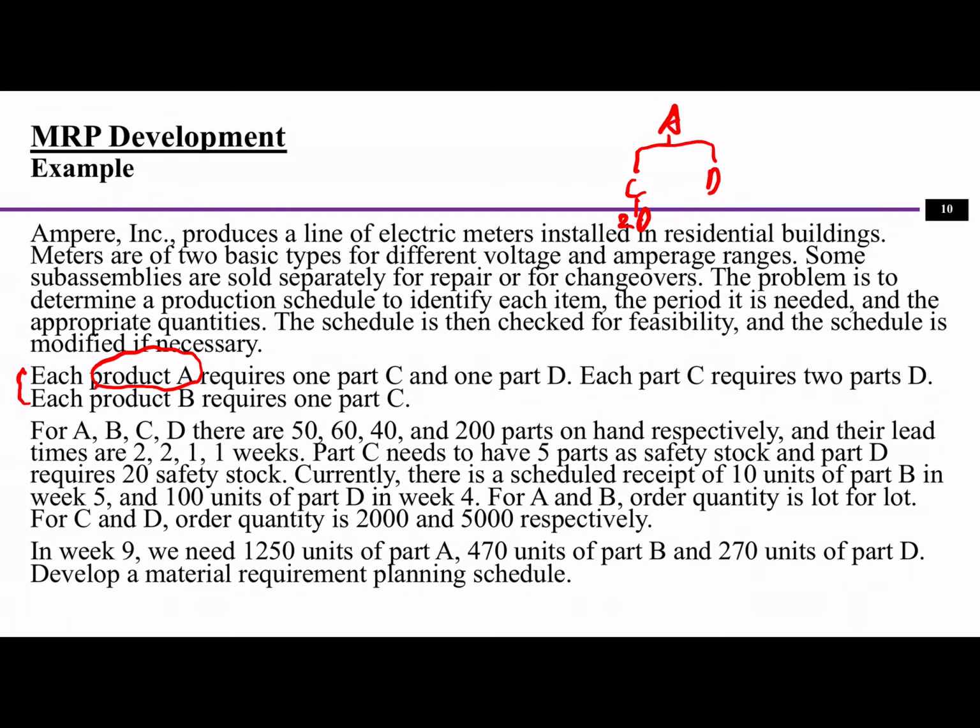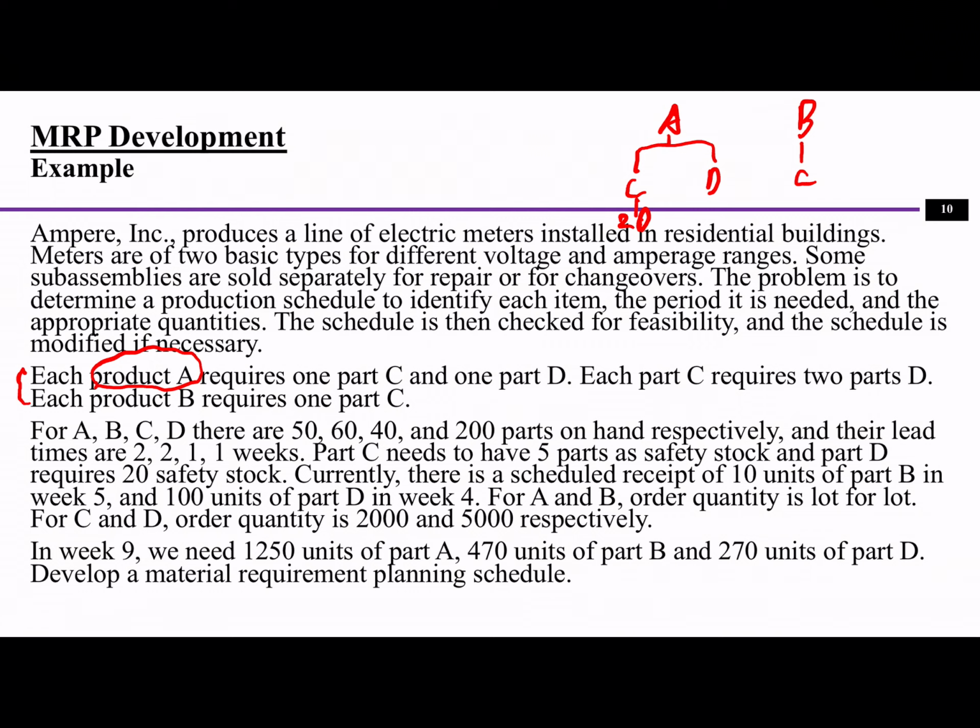And each product B requires one part C. B is not in this part, so we have to start a new one. Each B requires one part C. So this is a simple general product tree we draw based on the information. All right.